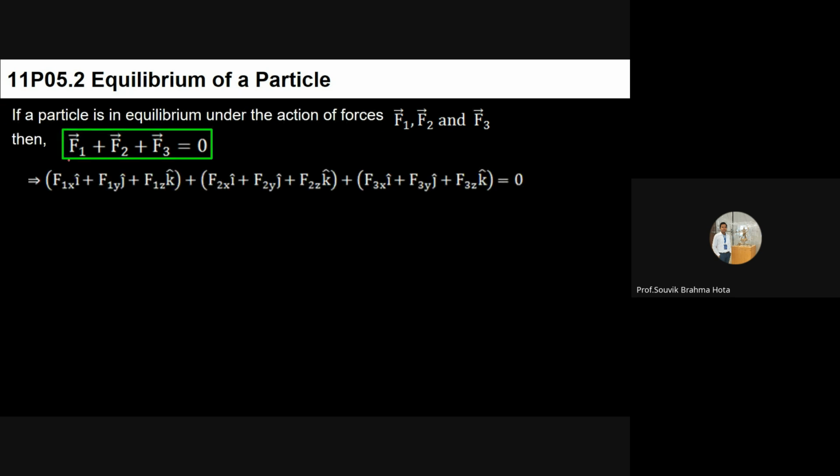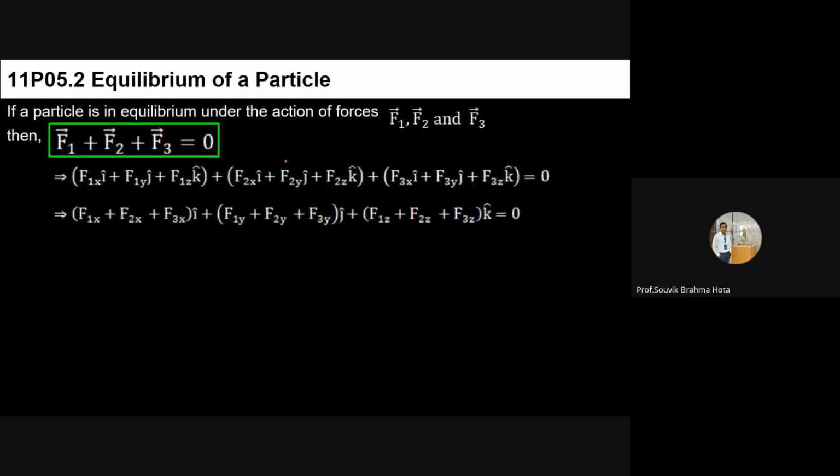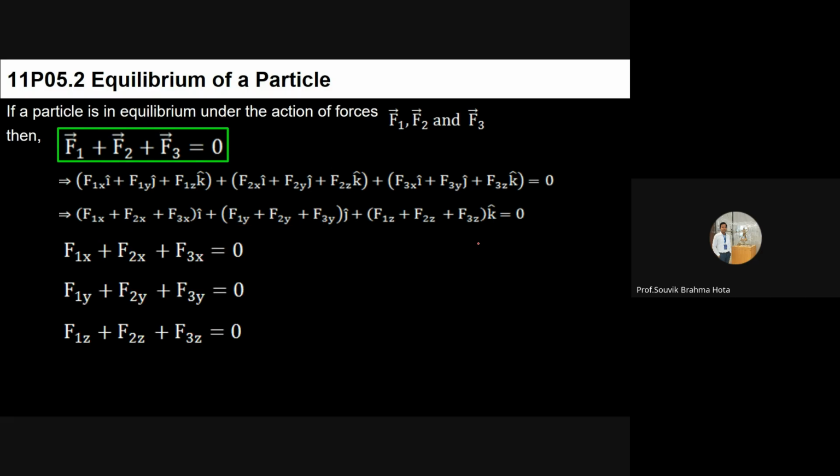Then you just give, this is actually in vector form, F1x i plus F1y j plus F1z k. Similarly F2x i plus F2y j plus F2z k plus F3x i plus F3y j plus F3z k. Actually in ijk vector form, we have separated all these three forces, and that is equal to 0. Now you just separate i, j, k. So all the three i's you take common, three j's take common, three k's take common, and then that has to be in this form.